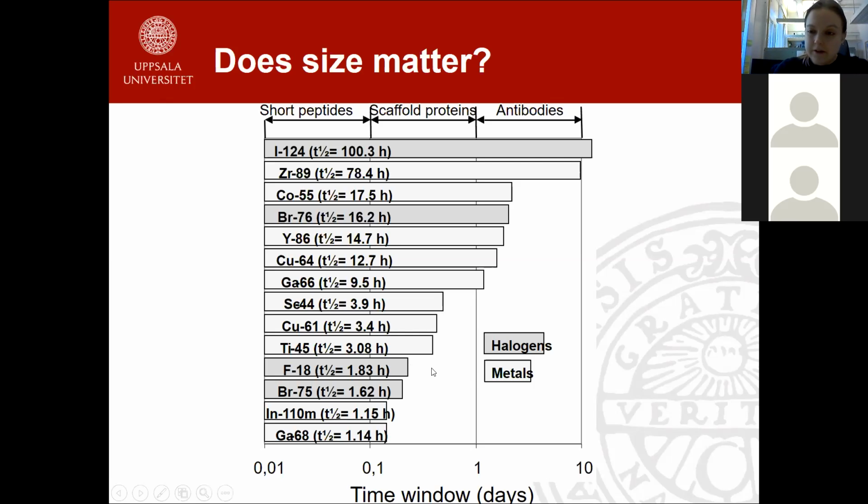And the lecture that will be after that will be given by Bo, who is also a postdoctoral researcher, and he has a large experience working with halogenation, especially with fluorination, so that he will talk more about that. Today, at this lecture, we will mainly discuss labeling with radiometals.